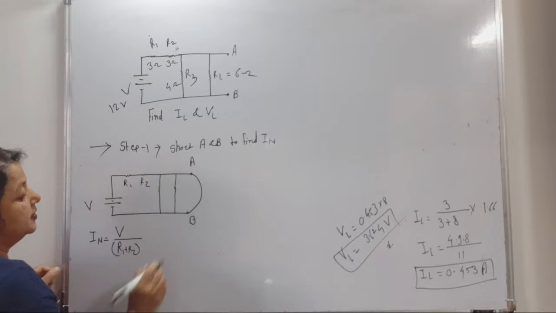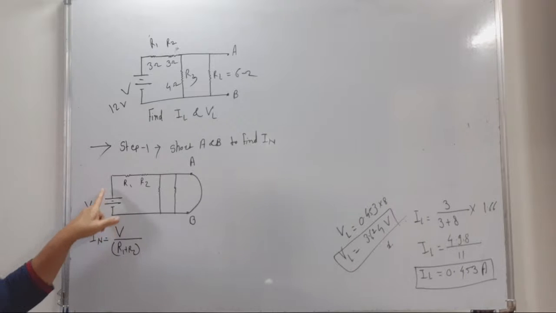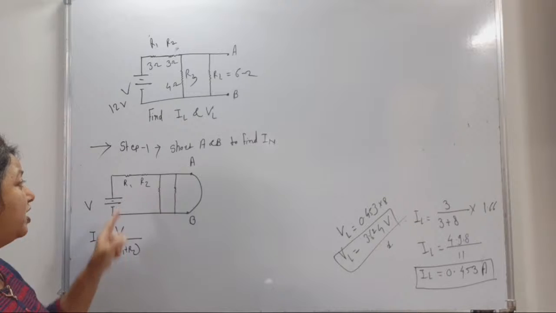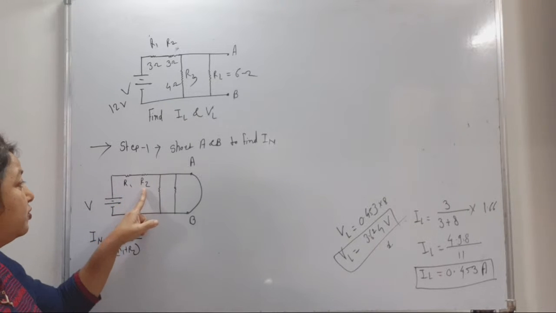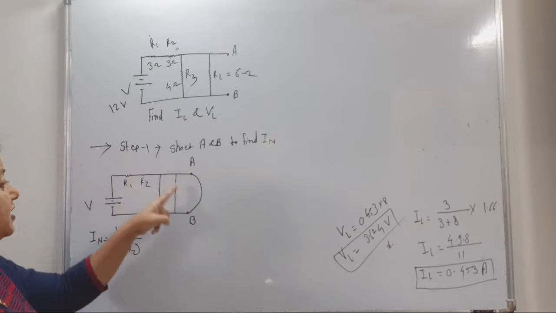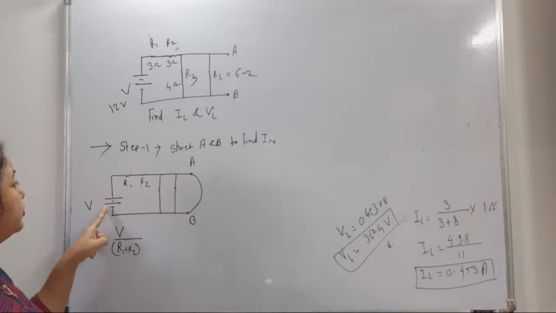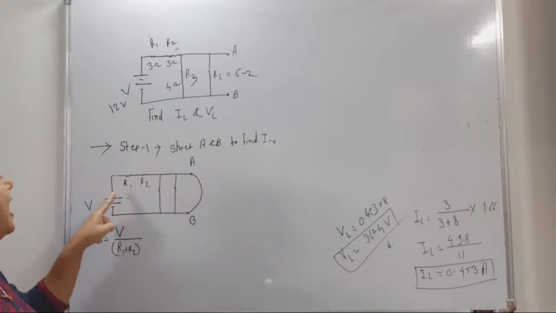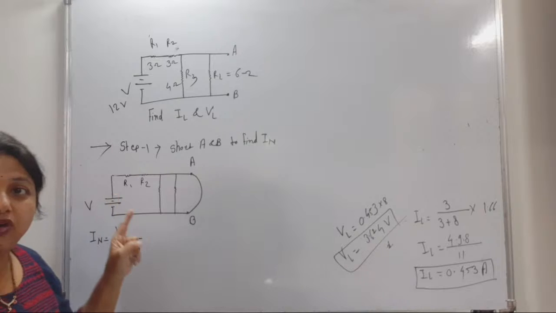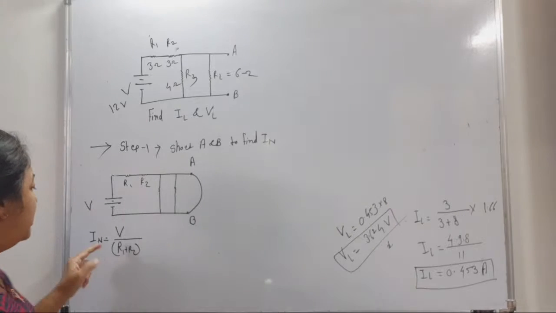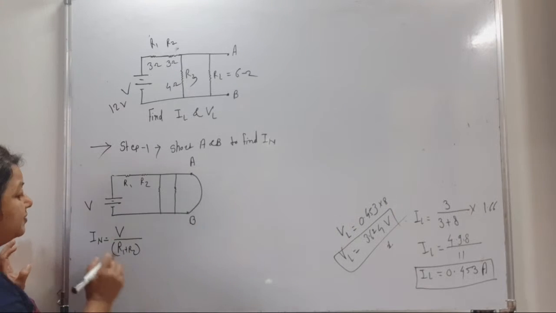What is the resistance of this external loop? R1 plus R2. R1 and R2 are in series, therefore the overall series resistance is R1 plus R2. So V is equal to IR, where IN is the Norton's current. Due to source V, IN flows through this external loop, and the overall resistance is R1 plus R2. Therefore, IN is equal to V upon R1 plus R2.